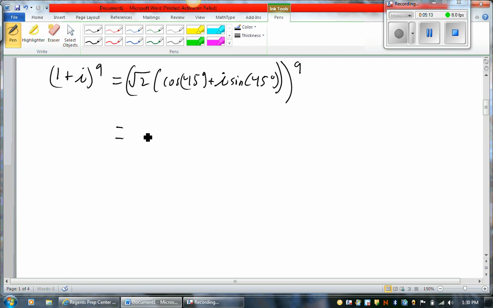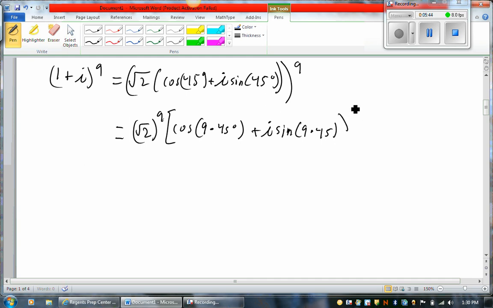So we look at our general rule and we see we have to take r and raise it to the n. So we have radical 2, and we're going to raise that to the 9th, times the cosine of 9 times 45, n times theta, plus i times the sine of 9 times 45. And now we just have to do a little bit of simplification.